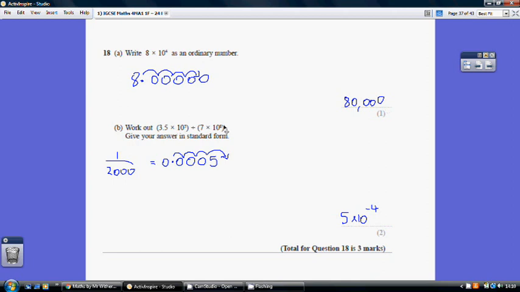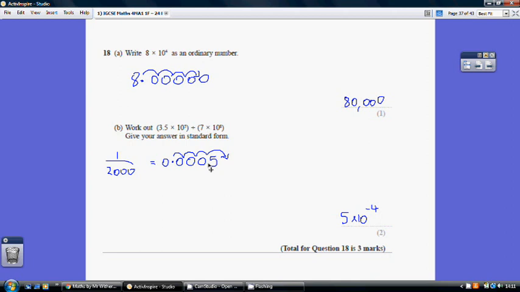Now when you pop this into your calculator, it may go straight to answer, or it may give you 1 over 2,000, which is 0.0005, in which case you'll need to change this into standard form. So it's going to be 5 times 10 to the something, because remember with standard form the first digit has to be between 1 and 10.